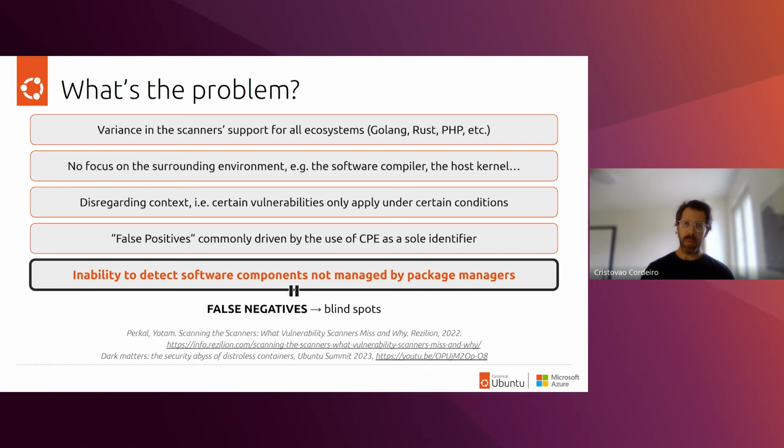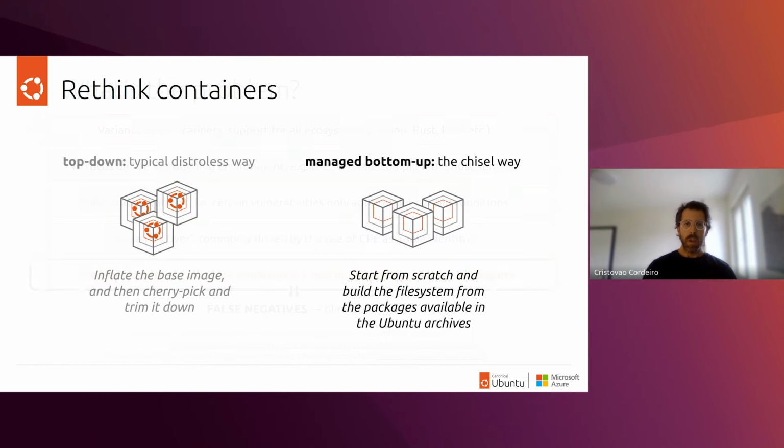A false negative is much more dangerous. It is a blind spot. It is about having something that you don't know you have, but that someone else can exploit. And one of the main causes for having false negatives that was identified here is the lack of a package manager when you are building your container image. Now, this takes us to rethinking containers, and this is one of the main drivers for us to having developed Chisel.